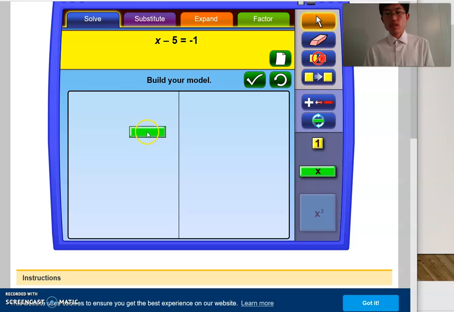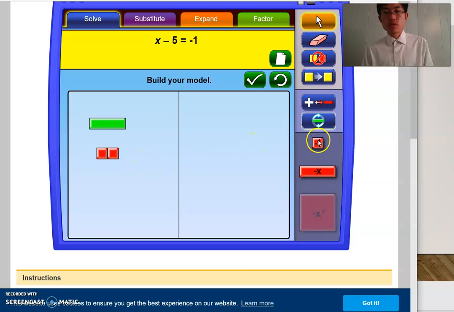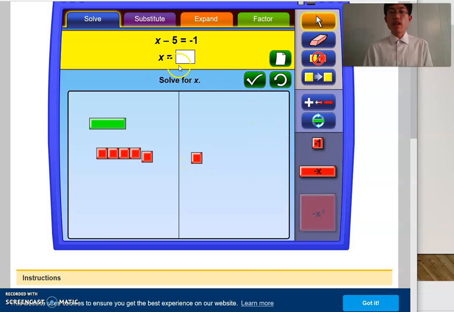So X minus 5. I don't see minus 5 in here, but I'm going to click this to change the sign. Now I have negative 1. I'm going to have 1, 2, 3, 4, and 5. On the right hand side I have negative 1. And that's it. Build your model. Solve for x. Same thing as before.